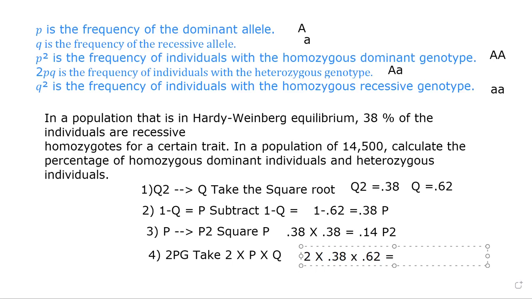So now I'm going to get my calculator up again. I'm going to clear it one more time. And I'm going to go 2 times 0.38 times 0.62. And I go equals. And I have 47%. So that's going to equal 0.47. So if we total all these up, technically they should all add up to kind of 1.